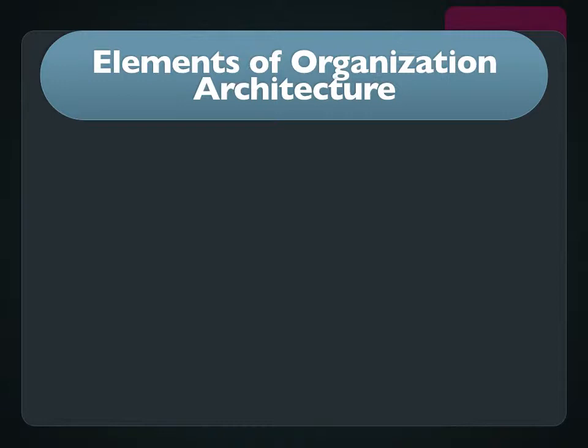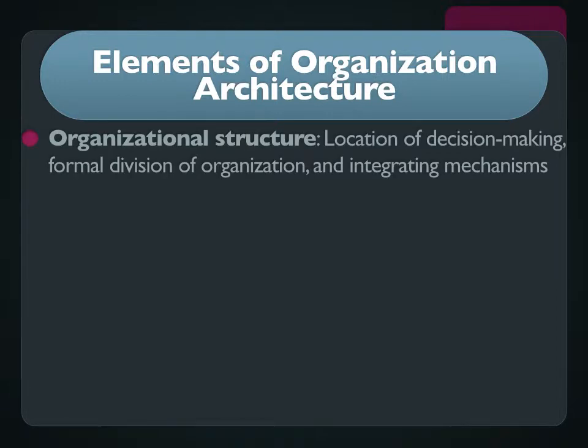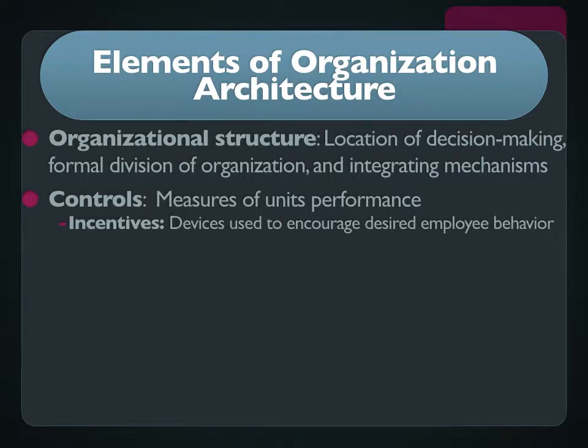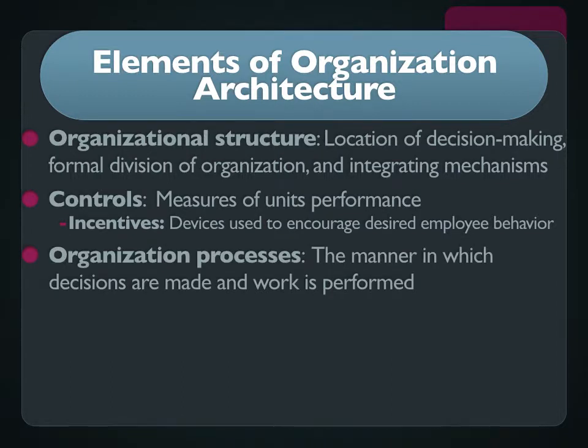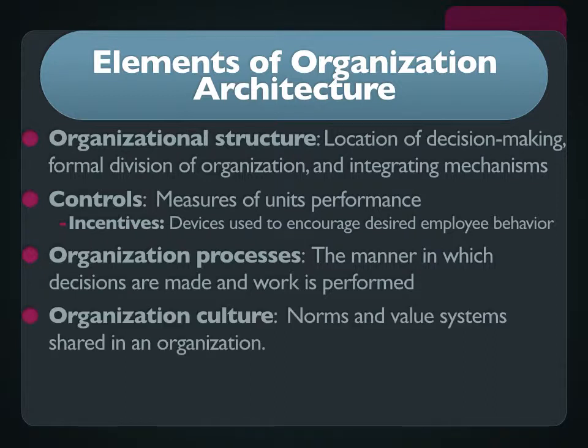So the elements of organizational architecture include organizational structure, so the location of decision making, formal divisions of the organization, and integrating mechanisms. Controls, so ways of measuring unit performance and systems to indicate how well or how poorly goals are being met. This also includes incentives, devices used to encourage desired employee behavior. Architecture also includes organizational processes, so the manner in which decisions are made and work is performed, and organizational culture, the norms and value systems shared in an organization.